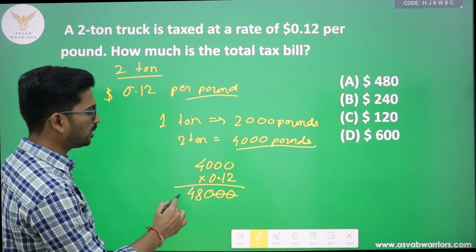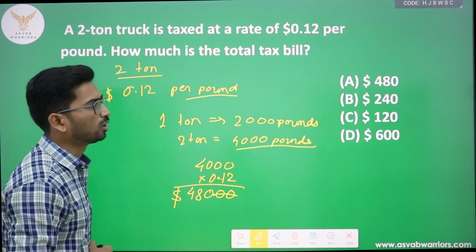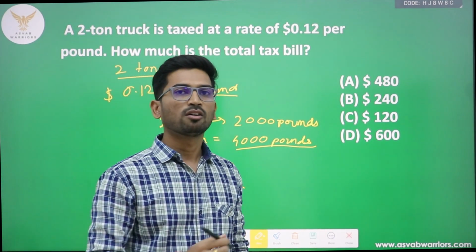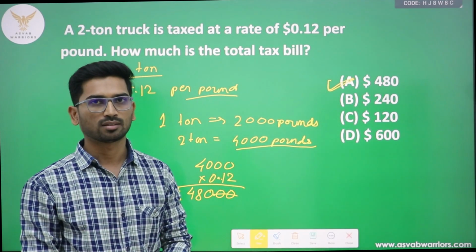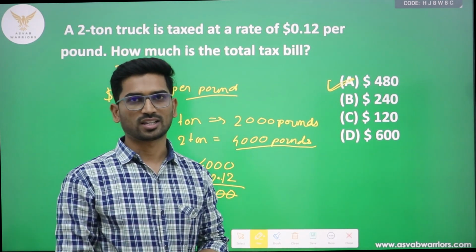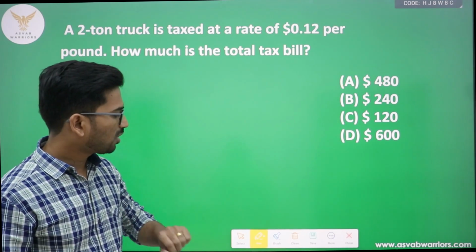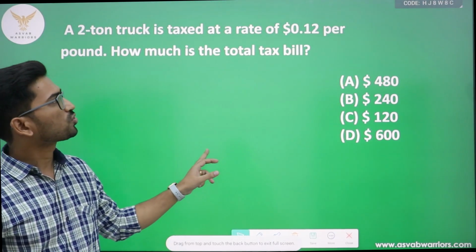So our answer will be $480. So the total tax will be $480. Hence the option A is the correct answer. I hope you understood this question as well. Now let us move on to our next question.